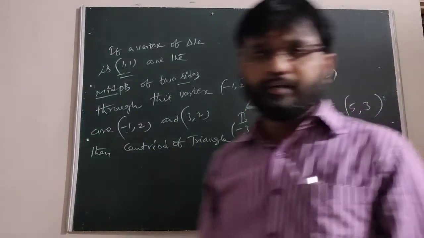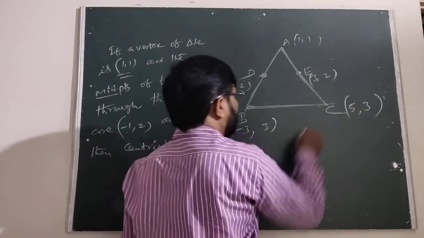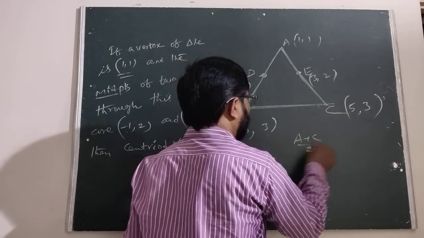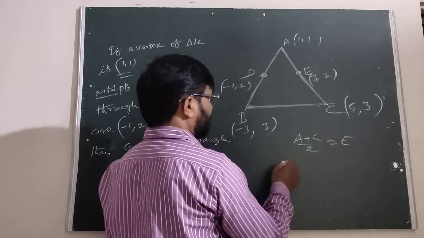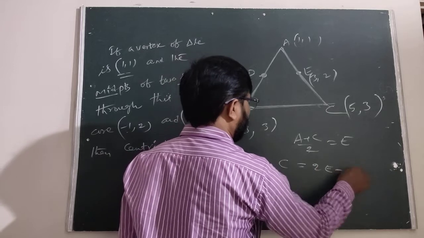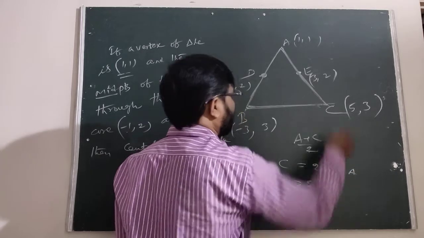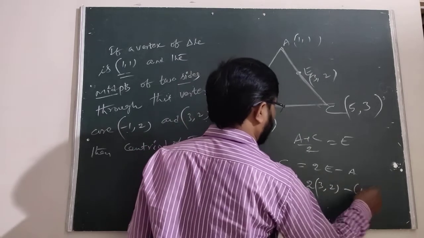Is it okay? Suppose you don't know how to write this, we can simply write A plus C by 2 equal to E. If you want the point C, then you can write C equal to 2 into E minus A. That is 2 into E, which is given as 3, 2, and A is the point 1, 1.